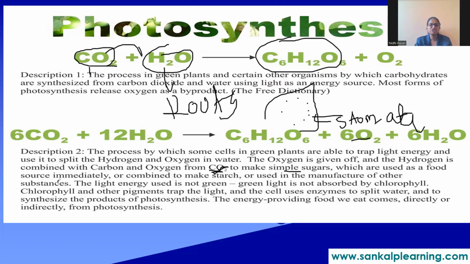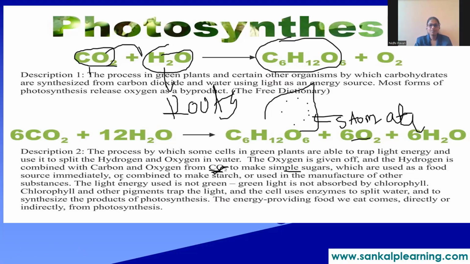Then this glucose is used as a food source immediately by the plant. The extra glucose which remains will be converted and stored as starch. That is, the stored food material in plants is nothing but starch. The stored food material in animals is glycogen. Okay.